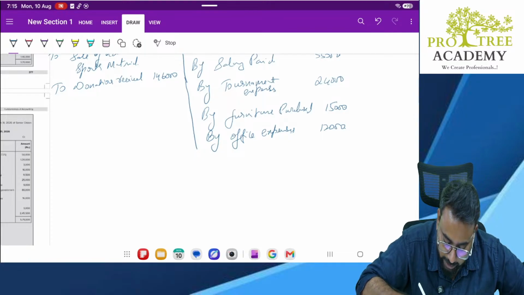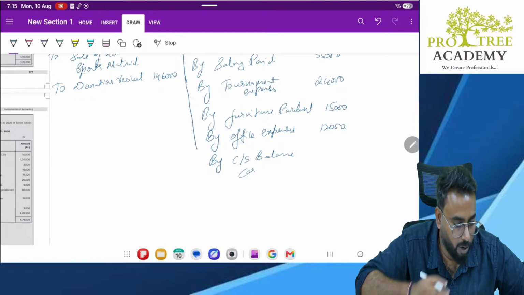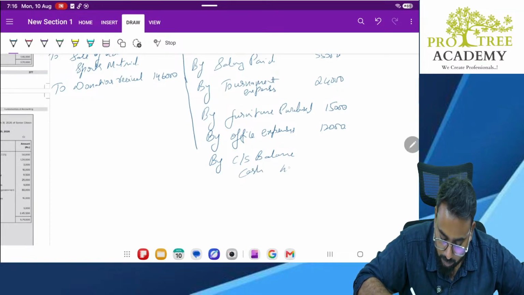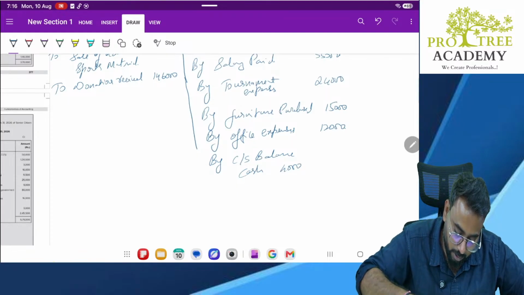Then they have given the closing cash balance. By closing balance, the cash they have already given. How much is the cash? 4,000. Okay. First calculate the totals.